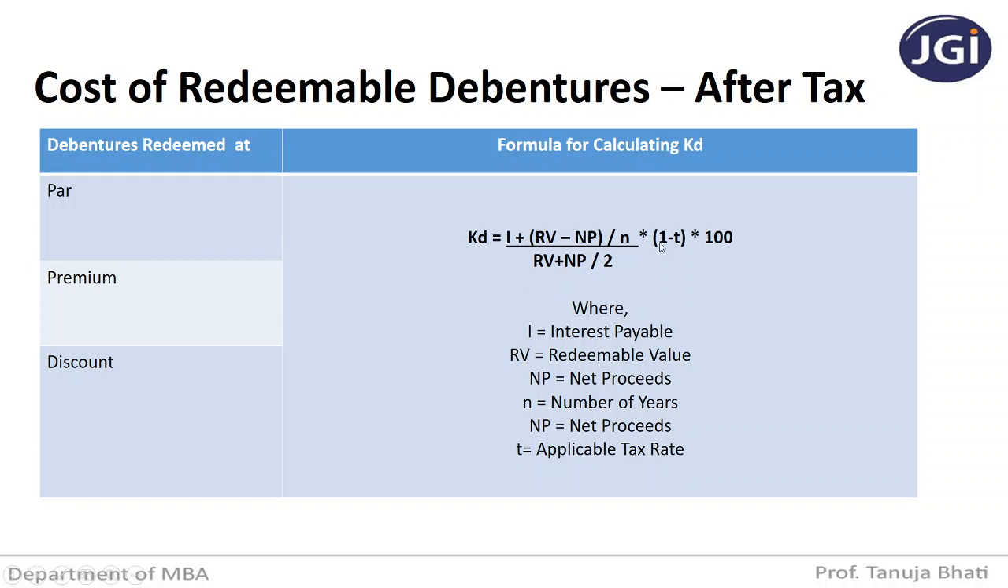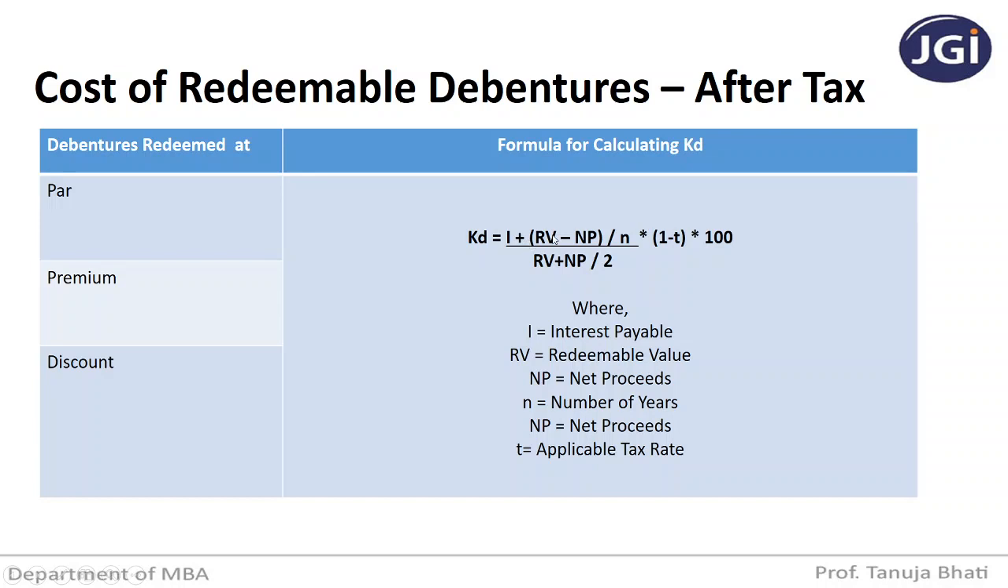And the only change in the formula is you have to multiply this by 1 minus T. T is the applicable tax rate which will be given in the problem. Lastly, you have to multiply by 100. Why? Because you're calculating cost of debentures, which is always specified as a percentage. And this step always happens at the end. Whatever answer you're getting, you have to multiply it by 100.